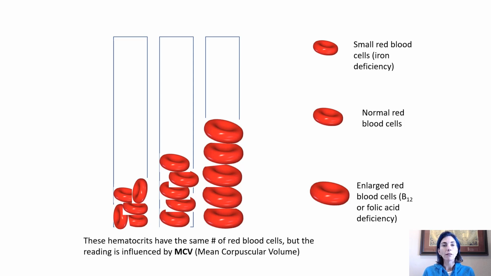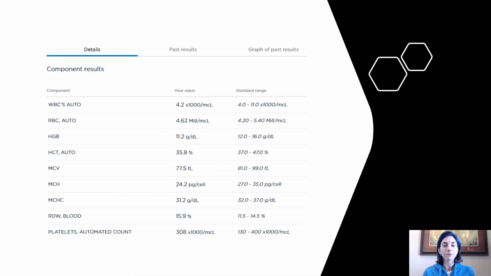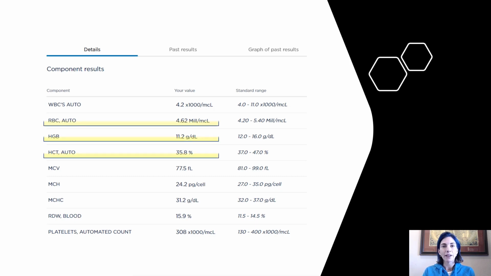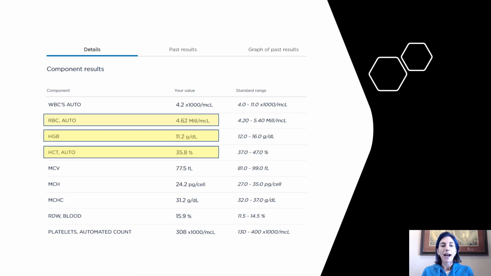So how do you calculate MCV? This is my own data, and there are some pieces of information here that I want you to look at. You might notice that my red blood cell counts are within the normal range. I have 4.6 million red blood cells per cubic millimeter, or microliter. My hemoglobin, you can see, is below normal, so that indicates that I'm anemic. And then my hematocrit is also below normal.